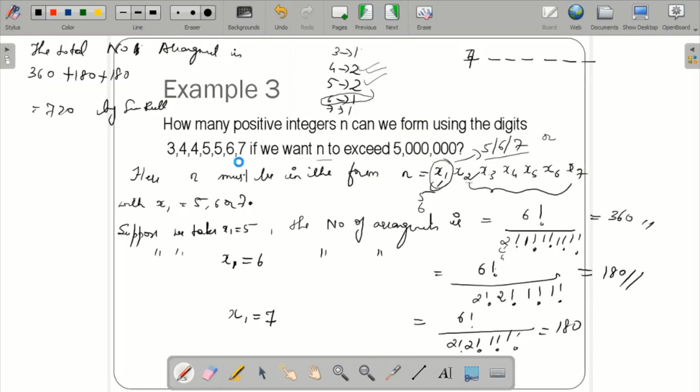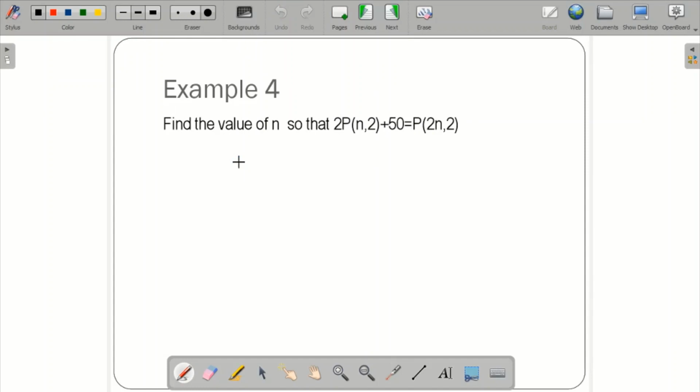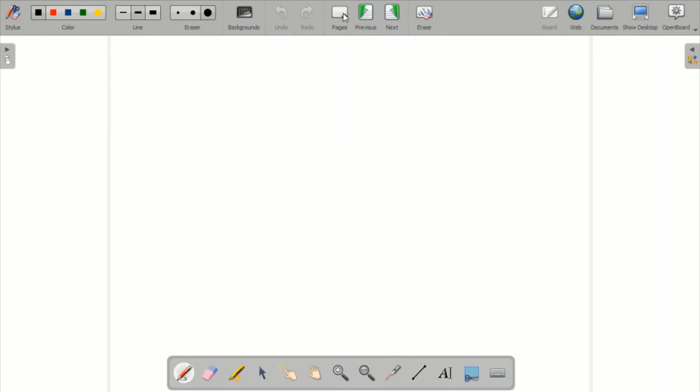Next we have example 4. Here they have told, find the value of n so that this is equal to this. We have to apply the formula and try to find the value of n. So let us solve this particular problem in the new page. I'll write the question. Find the value of n so that 2P(n, 2) + 50 is equal to P(2n, 2).